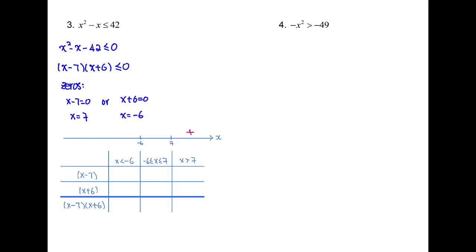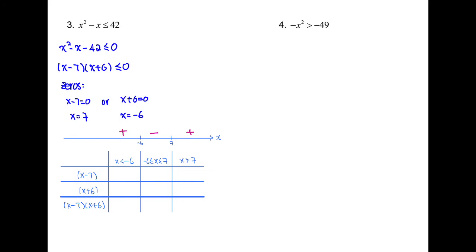Next one, between negative 6 and 7, let x equal 0. 0 minus 7, negative. 0 plus 6, positive. Negative times positive will be negative. Next one, x is less than negative 6. Let x equal negative 10. Negative 10 minus 7, negative. Negative 10 plus 6, negative. Negative times negative will become positive.